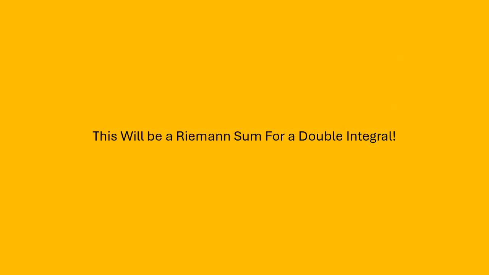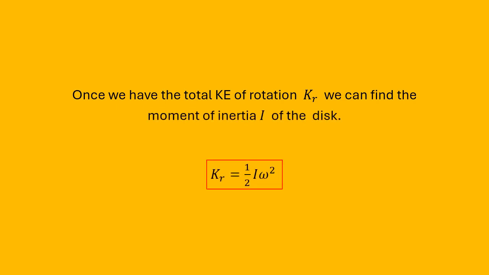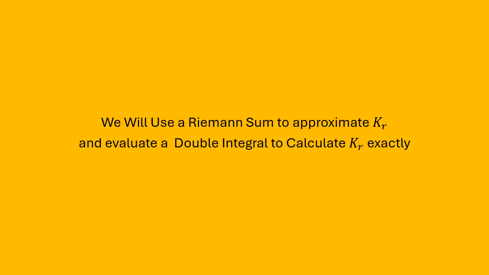That sum of the kinetic energies of rotation for all the little pieces of the circular disk we can interpret to be a Riemann sum for a double integral. Once we have computed the total kinetic energy of rotation k sub r using double integrals, which we'll see later, we can find the moment of inertia I of the disk, and we can do that by using the formula: the kinetic energy of rotation is 1/2 I omega squared. So the process is to first use a Riemann sum to approximate the kinetic energy k sub r, then take the limit to change that into a double integral, and we will evaluate a double integral to calculate the kinetic energy exactly.